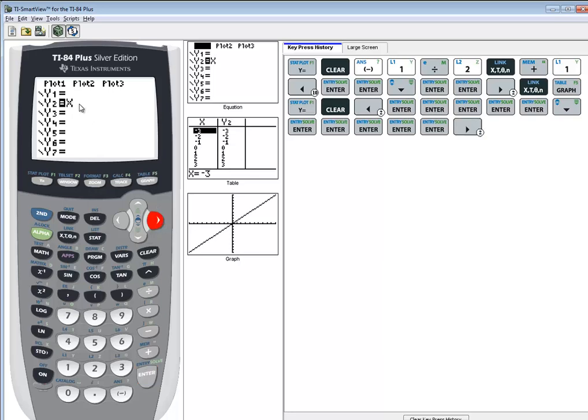Now on some of the newer TI-84s, the color ones, when you come over here, that does not work. There's actually a menu that pops up, so it'll be a little bit different. You shouldn't have any trouble figuring that out if you've seen it in class.